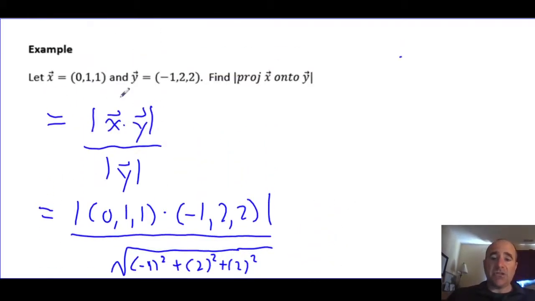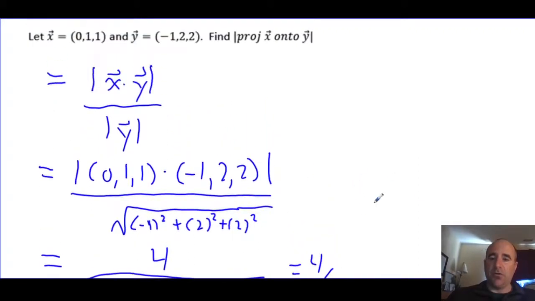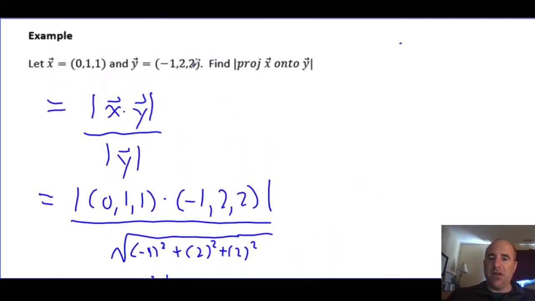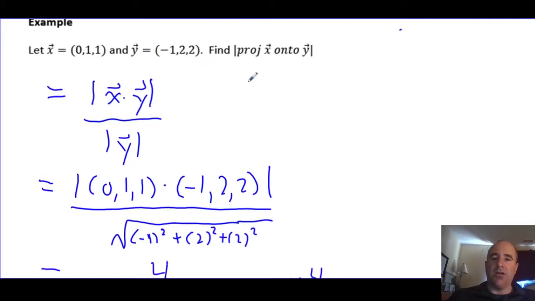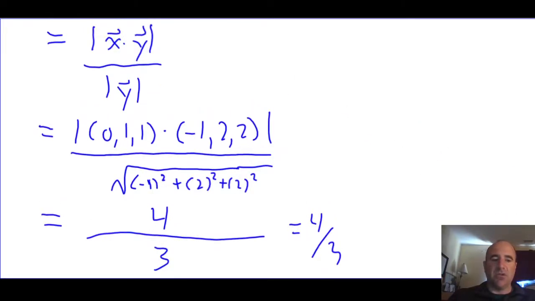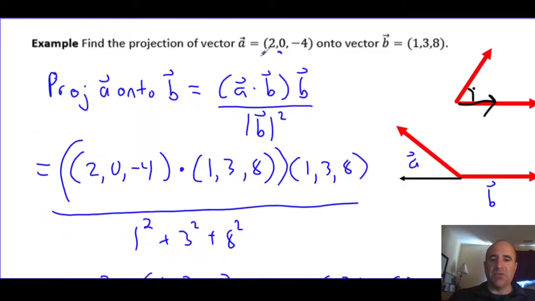If we wanted to actually find the projection, then we could take the 4/3 and multiply it by a unit vector in the direction of y, which we'd get by taking y and dividing it by its magnitude. Or we could just use the other formula that we used in the previous example, which is this one right here.